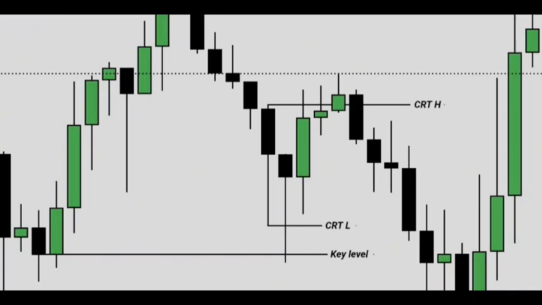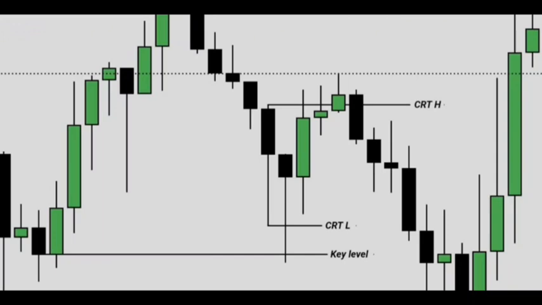We have the model 1 entry, we have the OTE entry, we have the keys of death entry, right? Any of these entries, you can focus on. Pick one entry model and stick to it. Pick one CRT pattern and stick to it. If you want to focus on candle 3, you can focus on just candle 3. If you want to focus on candle 2, you focus on candle 2.